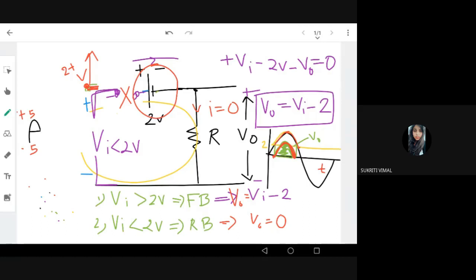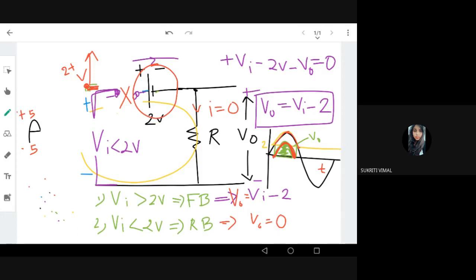So this is the case. Now we'll draw it a bit nicely, so now let's see within the same circuit. Can you tell me what the current waveform is? Because we have drawn the voltage waveforms on the right, V output and V input. Now what about the current waveform?